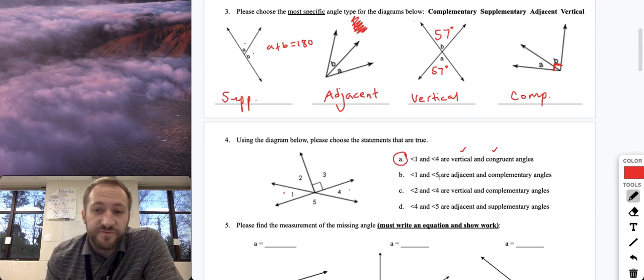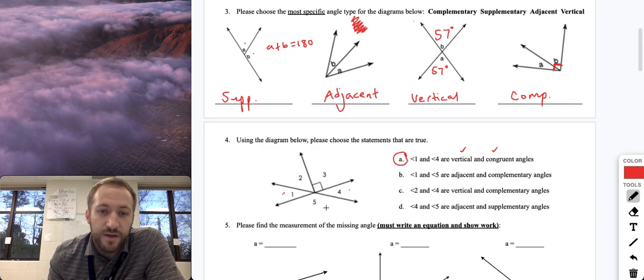Angle 1 and angle 5 are adjacent and complementary. Let's go find angle 1 and angle 5. Here they are, angle 1 and angle 5. They are adjacent. That checks out. They are not complementary, though. This is a straight line that angle 1 and angle 5 are on. So that means they're supplementary, not complementary. So this one does not check out.